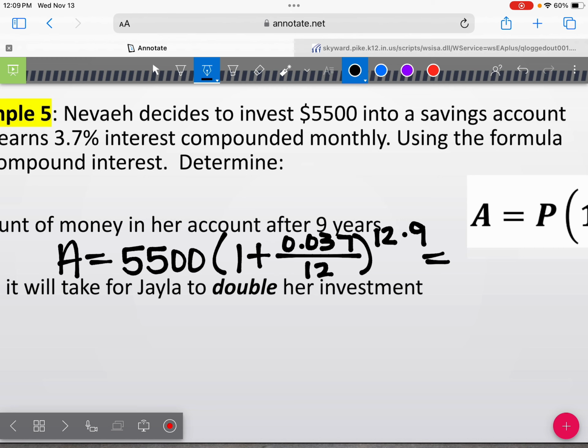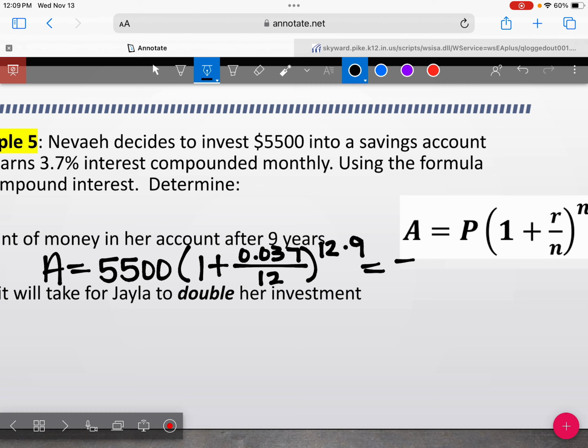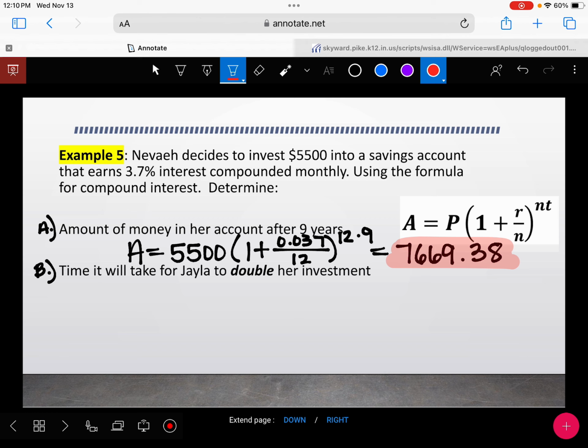So I got, let me go ahead and unfreeze my screen. $7,669.38. Who had that for part A, for the first part? Okay, good. So now we need to figure out how long it's going to take her to double it.